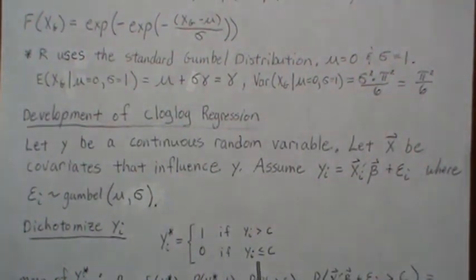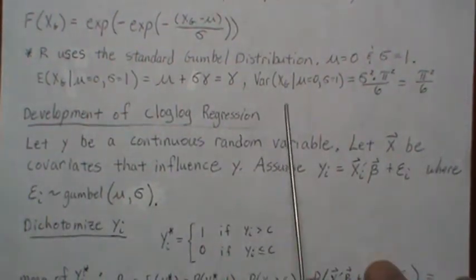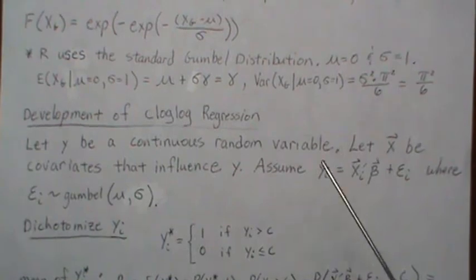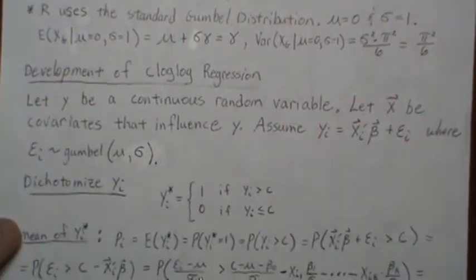Now here's a note that when we looked at the probit and the logistic regression, and we did this derivation, we let y star be 1 when y was less than or equal to c. And here we're doing the opposite. So in a sense, we're modeling it backwards, and you'll see what I'm saying, that we're modeling the complement, hence the complementary log-log regression.